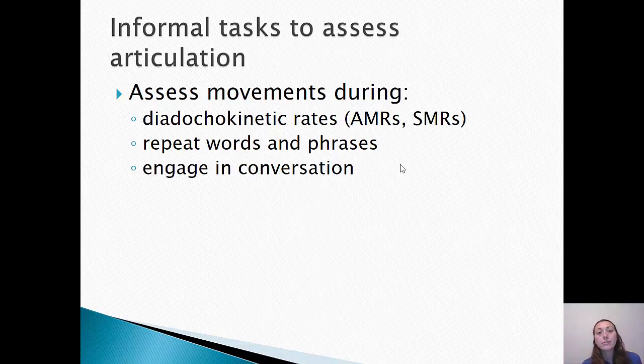I know this is a little bit of a review for you, but let's talk through it. So let's talk through assessing movement during a few different tasks. And we're going to talk about diadochokinetic rates. So we're going to talk through AMRs, SMRs, getting some information from repeating phrases and words, engaging in conversation, of course. So again, we talked about respiration, phonation, respiration.